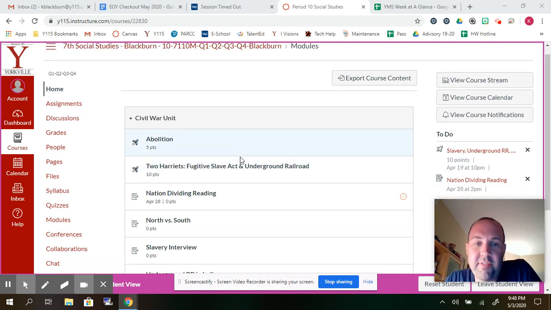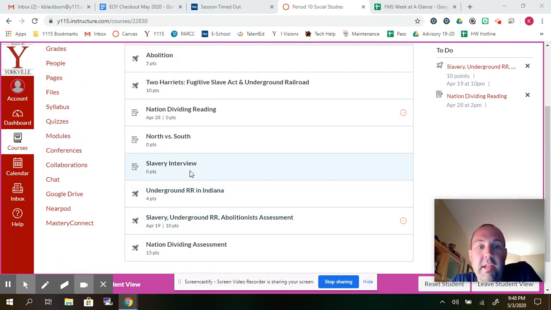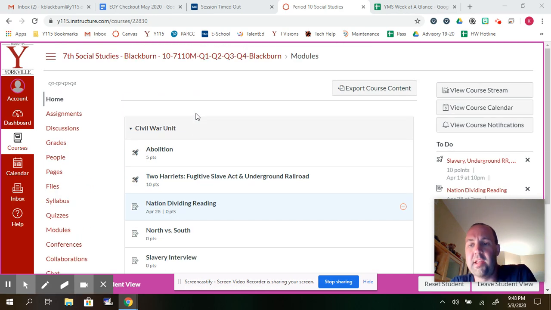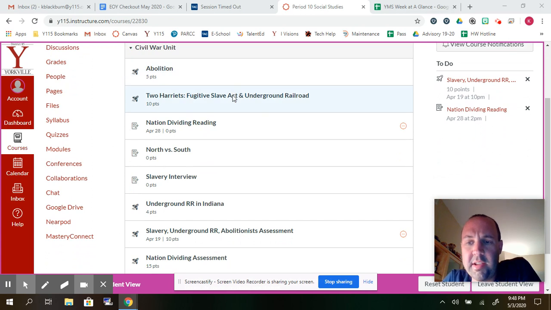You can use all of the previous information about the Nation Dividing reading that we talked about and the Ed puzzles we did. You can use that information to help you with this. And like I said, take it as many times as you want until you get a 15 out of 15. You need to have, I think it's at least an 11 out of 15 to get an M or a meets for the assessment. So get an 11 or higher to get an M or a meets. So if you get under an 11, I would highly suggest taking it again and again and again until you get at least an 11 out of 15.